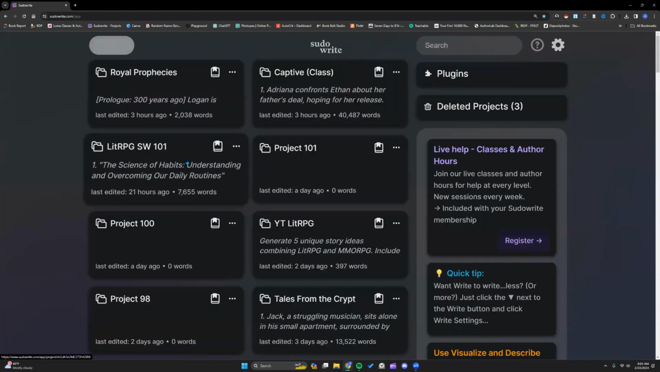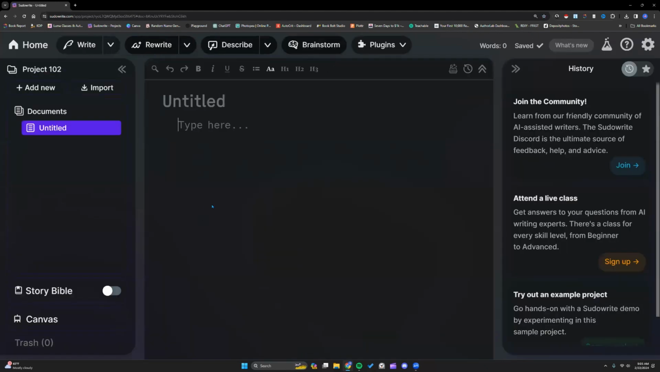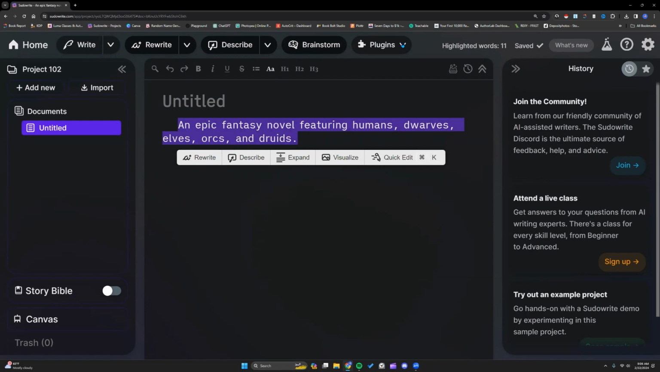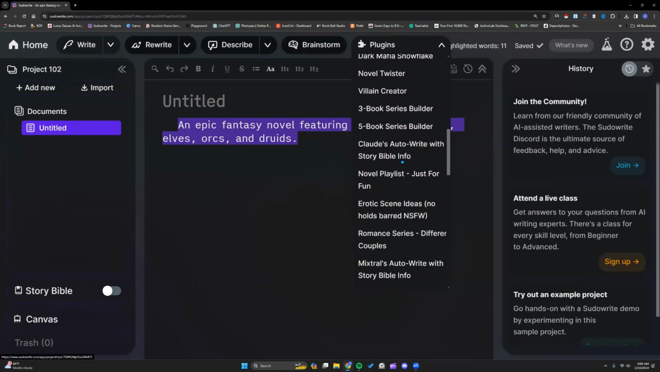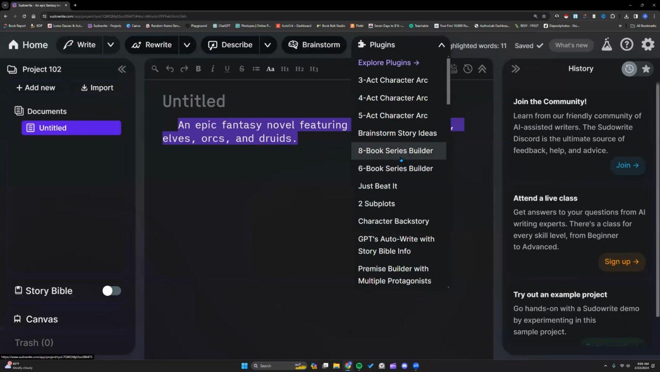Let's go to a new project, so that way we don't have anything in our brain dump or genre. And I'm just going to type something out. Little World of Warcraft reminiscent there. So epic fantasy, that's it. I'm going to tell it that's all I want right there. And we'll do the brainstorm. That one should be at the top. There we go.